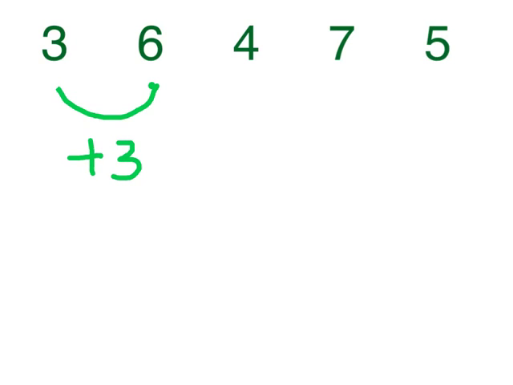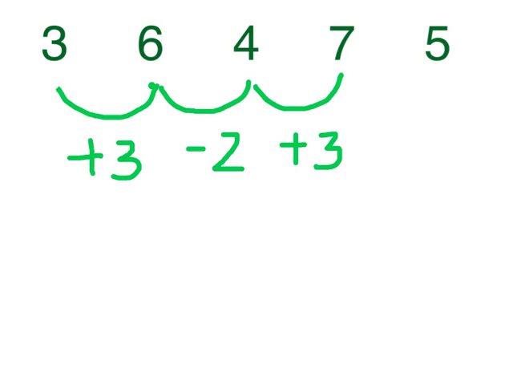And then we go from 6 to 4, the number actually gets smaller. So when a number gets smaller, we know that we must be subtracting. And to get from 6 to 4, we subtract 2. From 4 to 7, it increases by 3, so we add 3. And from 7 to 5, it decreases again by 2. So it looks like the pattern is add 3, subtract 2.